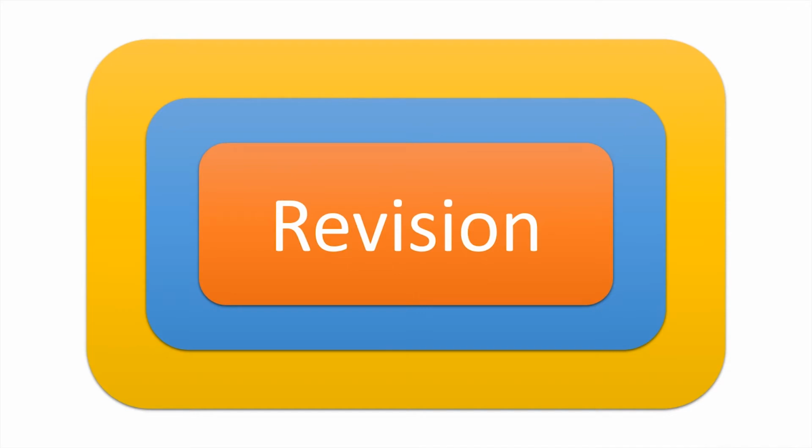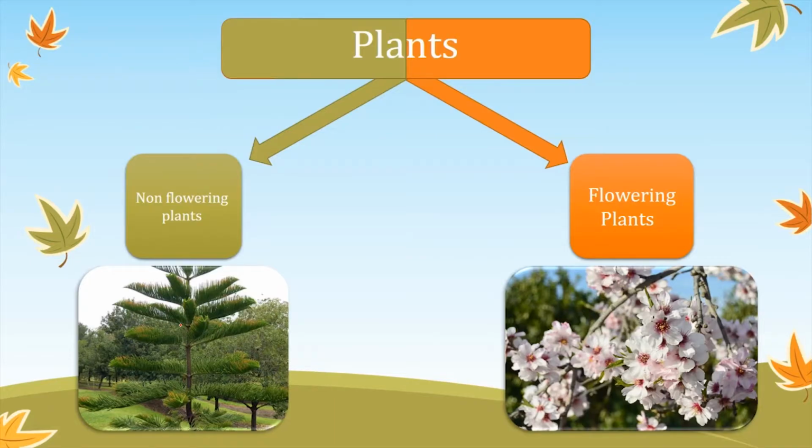Today we will continue our revision and we will start with the lesson of flowering plants. According to the plant, if it has a flower or not, we can divide the plants into two categories. The first one is non-flowering plants. From its name, non-flowering plants are the plants that do not have flowers. And the flowering plants are the plants that have flowers.